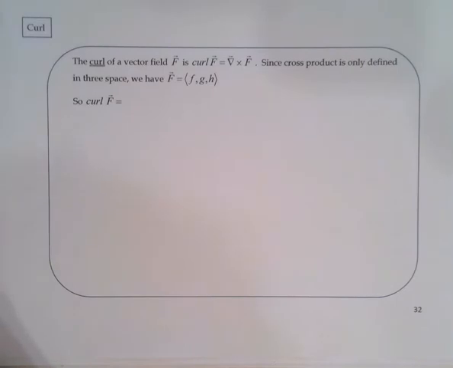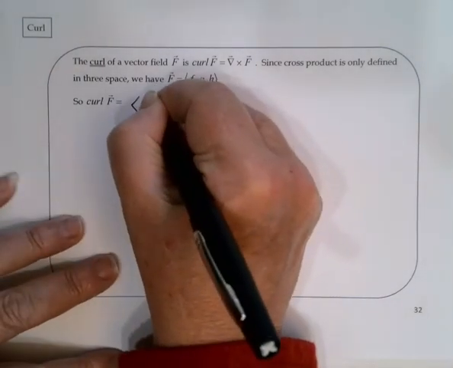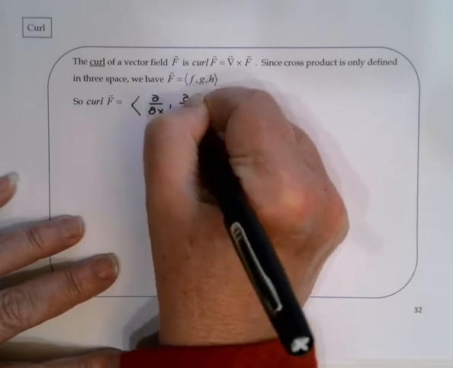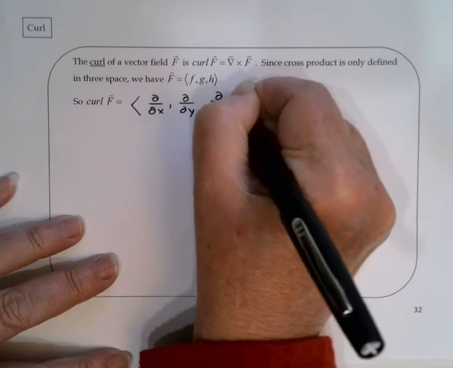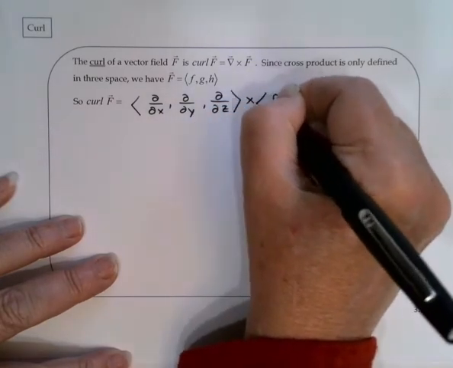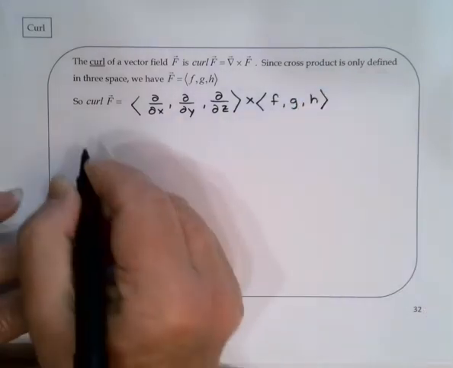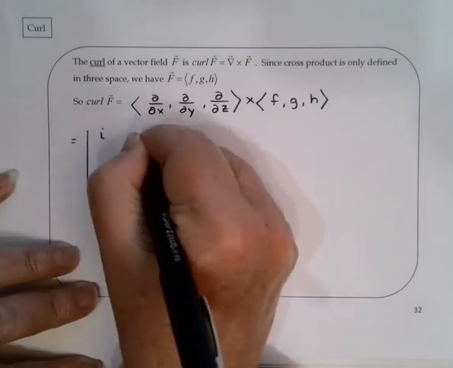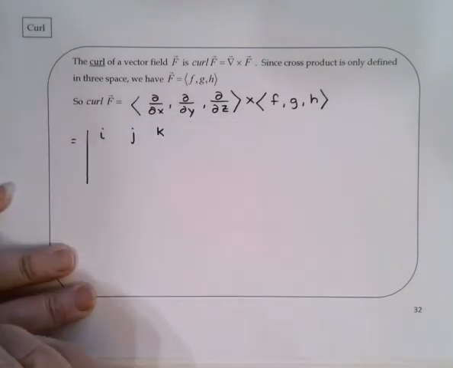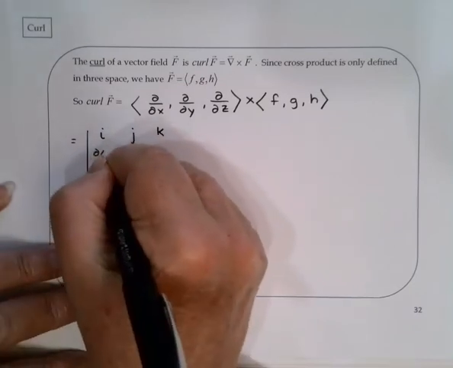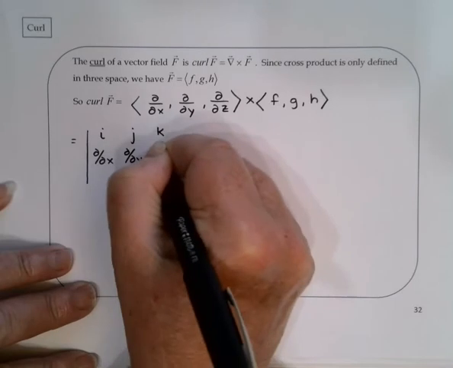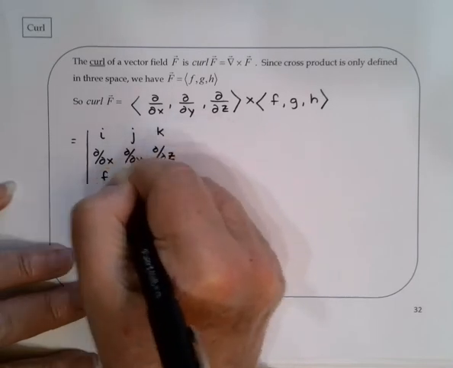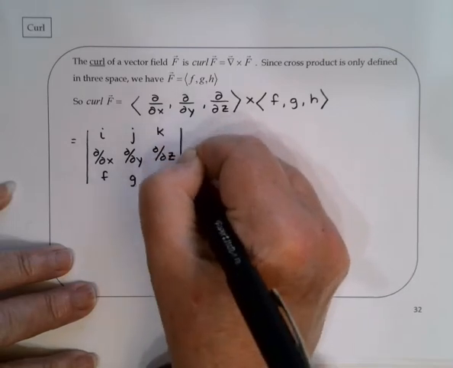Since cross product is only defined in 3 space, we'll start just by assuming that F is the vector field FGH. And that means our curl is going to be this del operator crossed with the vector field. Maybe you haven't done these by hand for a little while, so just a reminder that we have our i, j, and k vectors along the top row of our matrix. And then we'll have to put the del operator here in the second row, and the third vector, FGH, along the third.